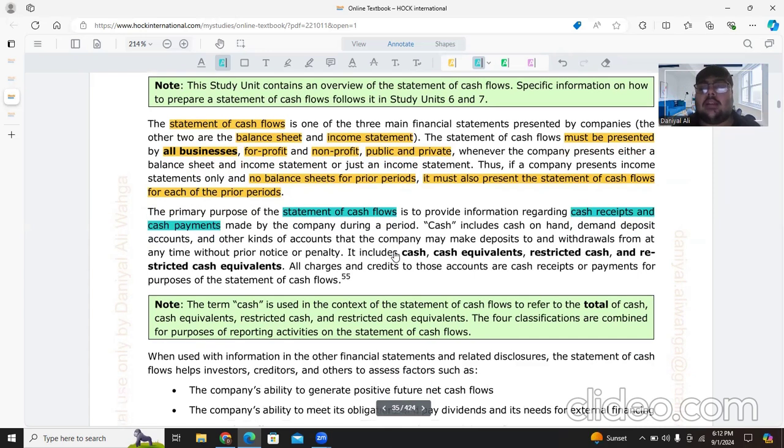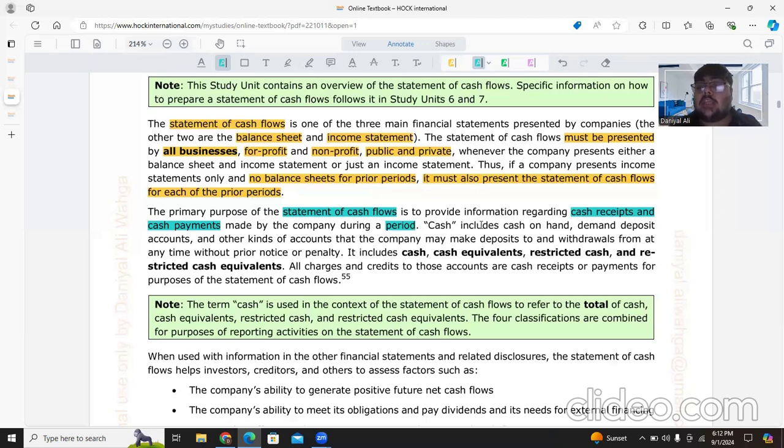You need to understand that your company should prepare cash flows. It is an essential part of your financial statements, and you present cash flows for all businesses. What is the purpose of the cash flow statement? The purpose is to provide information about your payments and receipts, cash inwards and cash outwards, cash debiting and crediting, made by the company during a period.